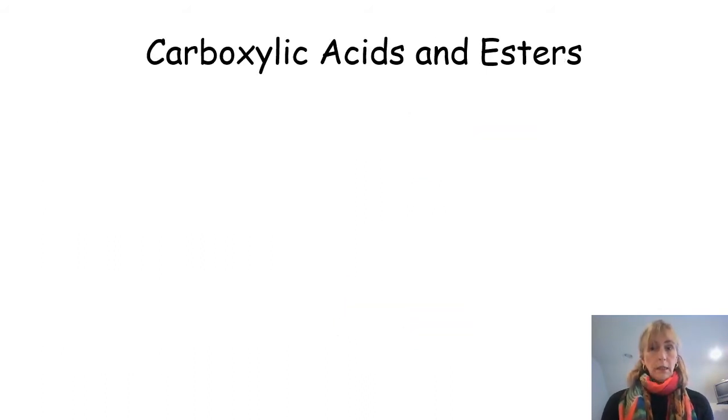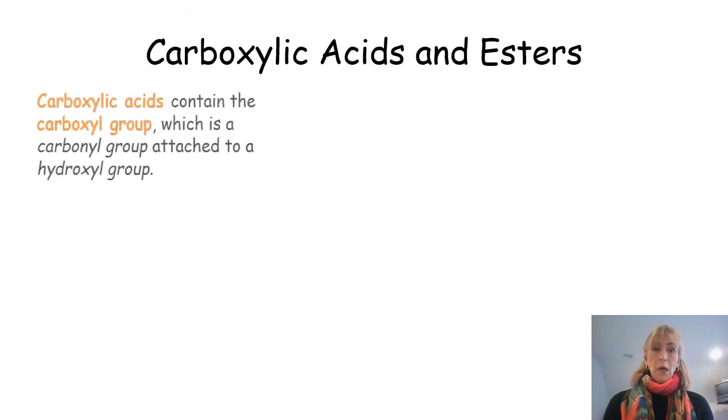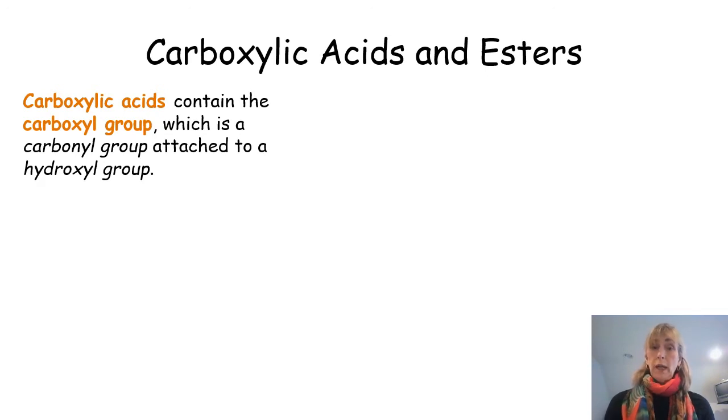All right, our next set, again because there are similarities, are the carboxylic acids and the esters. Carboxylic acids contain what we call, as organic chemists, a carboxyl group. Our carboxyl group is a carbonyl group, so carbon doubly bonded to an oxygen, which is also attached to a hydroxyl group. Hydroxyl, remember, is an OH group. So here is a carboxyl group: there's our carbonyl, C double bond O, and it's also attached to a hydroxyl group, so two features. This is known as a carboxyl group. That's the distinguishing feature of a carboxylic acid.